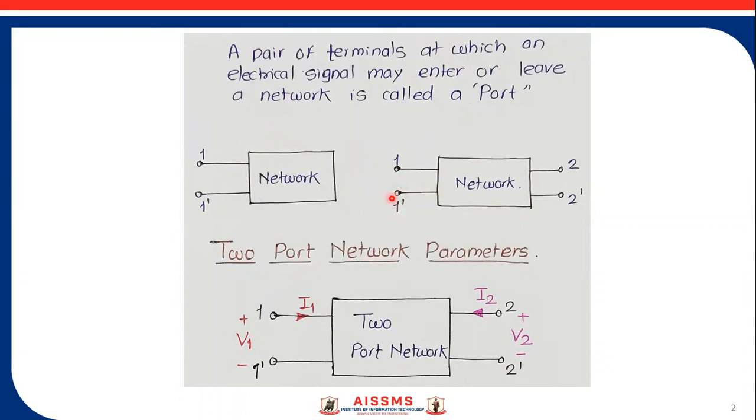A port at which energy source is connected is called driving point of network or input port, and this is 1 and 1 dash. This is 2 and 2 dash, the output port, a port at which load is connected. And these are two port network parameters. This is a basic two port network parameter structure.